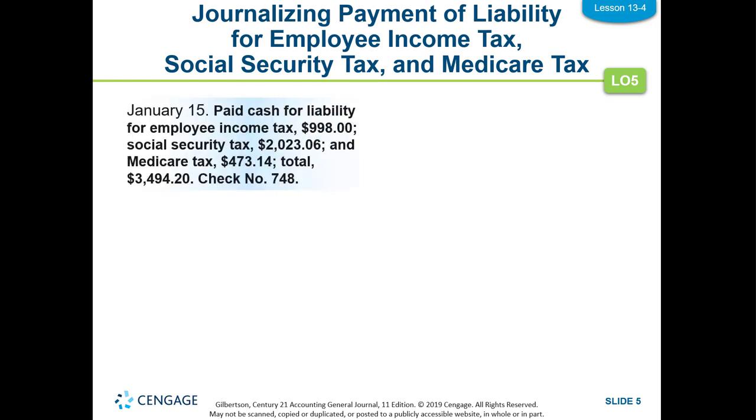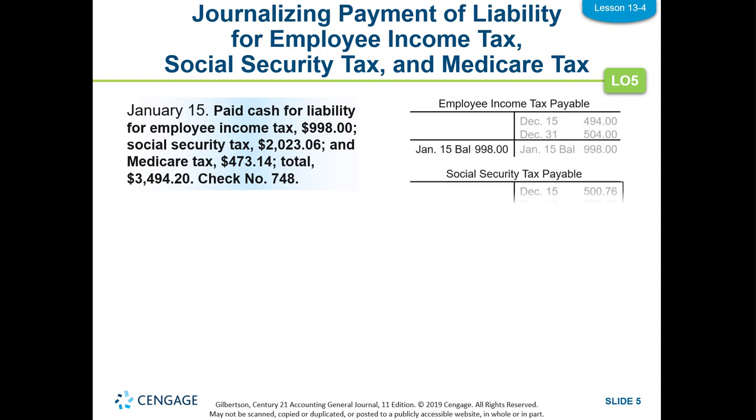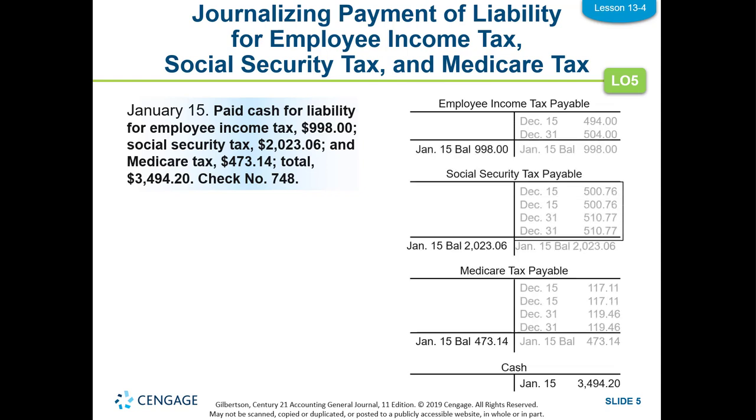On January 15th, the balance of each liability account is a result of payroll taxes recorded in December. The transactions in employee income tax payable are the amounts withheld on December 15th and December 31st payrolls. There are 2 transactions recorded in Social Security tax payable and Medicare tax payable for each payroll. The first transaction is the amount withheld from the December 15th payroll, recorded in the cash payments journal.